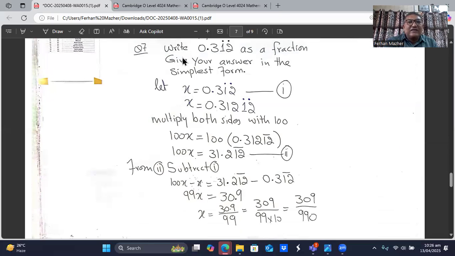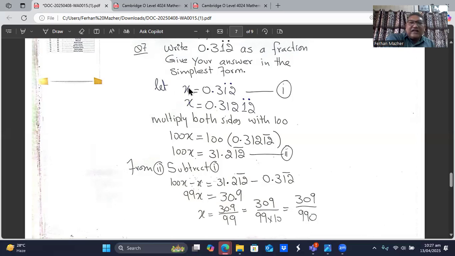Here we have 0.312, and on this 12 we have put two dots. These two dots, or sometimes they put a bar on them, mean that this 12 will be recurring. So it means 0.31212121212, and it continues. So we have to convert this into a simple fraction.